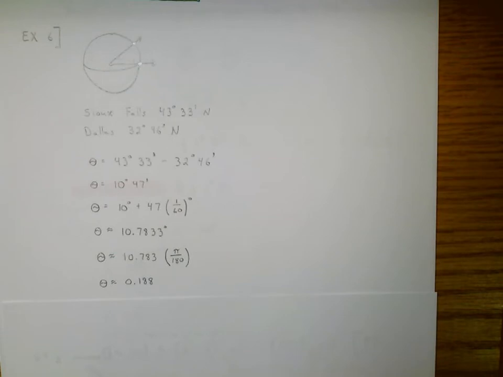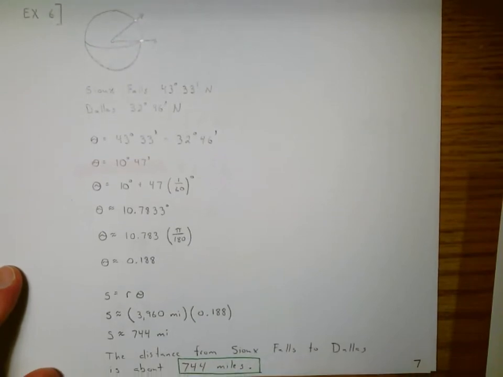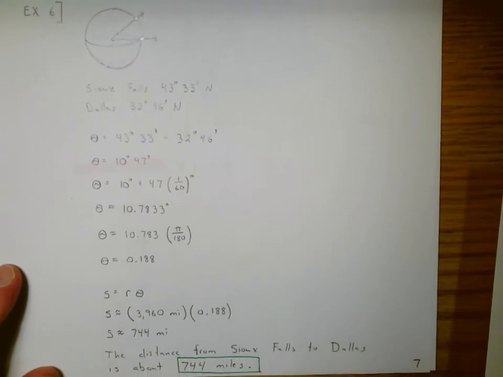The distance between these two cities is just the arc length along the Earth's surface. Arc length equals radius times theta. Remember, the radius was given to us by the book's author as being approximately 3,960 miles. Here's theta, the angle between my cities. This is unitless. Radians don't need a unit. And doing a quick multiplication tells me that the distance between these two cities is about 744 miles.